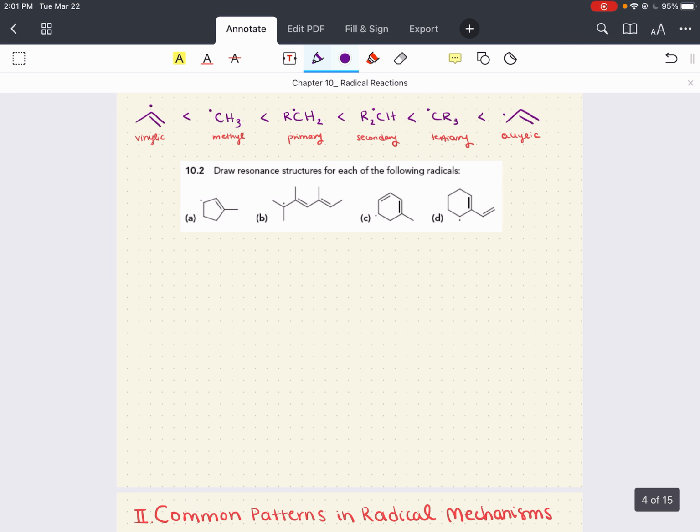All right, now let's do a practice problem or two to get the hang of drawing our fishhook arrows as well as drawing the resonance stabilized structures for radicals. All right, so draw resonance structures for each of the following radicals. We're going to do A. All right, so let's make note. We have a single electron here. It's right next to a double bond. All right, we're going to use fishhook arrows to demonstrate the resonance structures of this molecule right here.